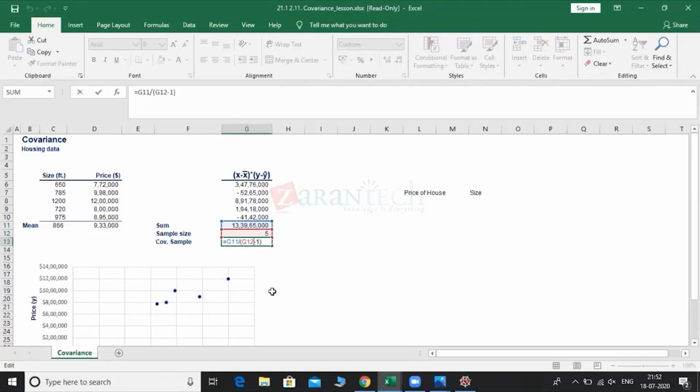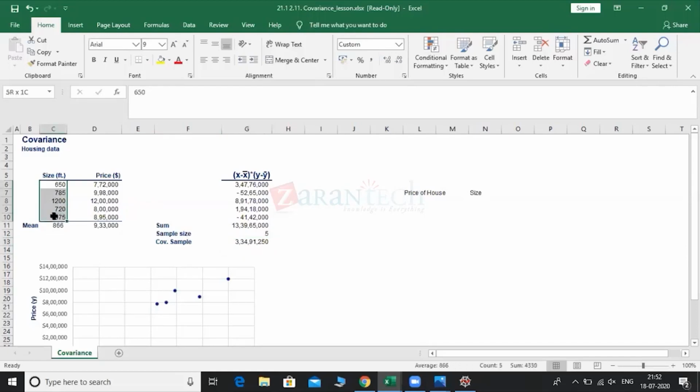So this will give you a covariance of the sample. This is a sample that we are using. Now, the thing is, with this covariance, again, we cannot have much of a sense of what is actually happening. The problem is that we have a size and we have price. This is understandable, but this covariance number itself, like 3 crore 34 lakhs 91,250, we cannot get much sense of what this number is representing.